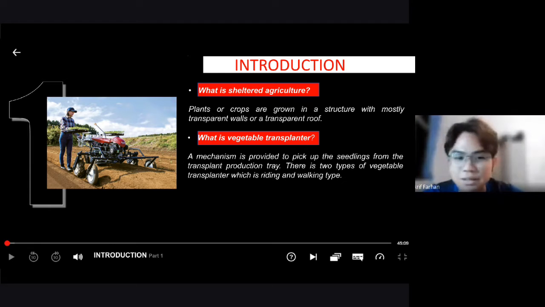For introduction, we need to know what is shelter agriculture. Shelter agriculture is where plants or crops are grown in a structure with mostly transparent walls or a transparent roof. So what is a vegetable transplanter? A vegetable transplanter is a mechanism which picks up the seedling from the transplant production tray. There are two types of vegetable transplanter, which are riding and walking type.